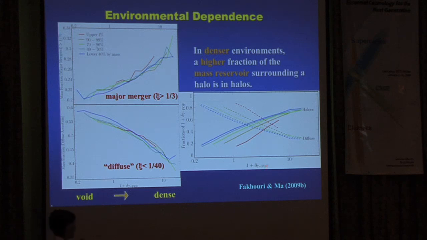So this plot shows, again as a function of our environmental variable, the fraction of the mass in a 7 megaparsec sphere outside of the halo itself. You can look at the mass there and what fraction of that mass resides in resolvable halos versus a diffuse component. Again, you see this very clear trend that in denser regions, for a given mass, there is more material in halos than in diffuse accretion.